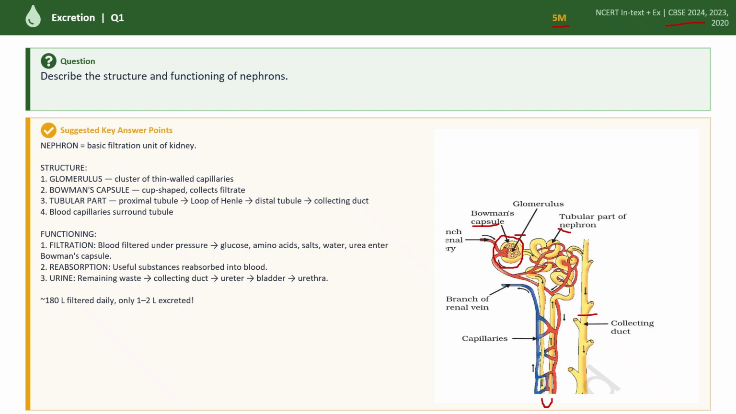The second step is reabsorption of useful substances into the blood. There, glucose, amino acids and most of the water are reabsorbed in the tubules. The remaining waste forms the urine in the collecting duct. About 180 liters is filtered daily, children, but of that only 1 to 2 liters is excreted as urine. Just go through all these points. Let's go to the next question.